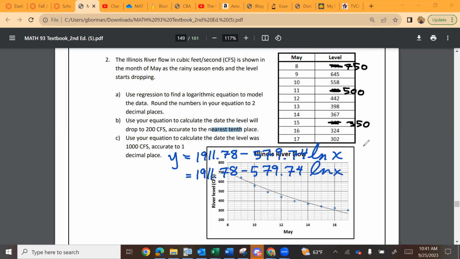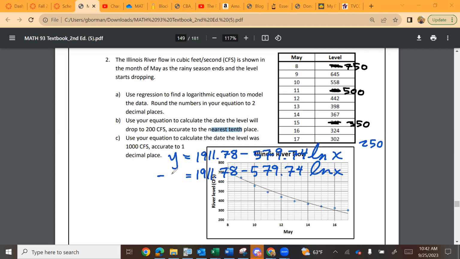Let's do something like 250 for our cubic feet per second. Well, 250 is a little bit lower than the 302 here. So we're probably going to go a little bit further down our month. So I don't know, month like day 18 maybe. Okay, is what I'm guessing for our answer.